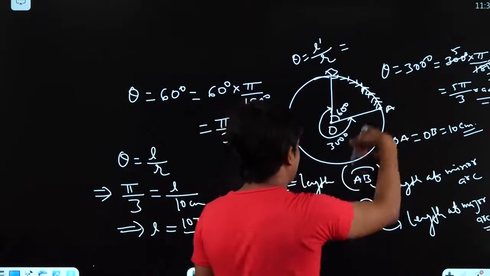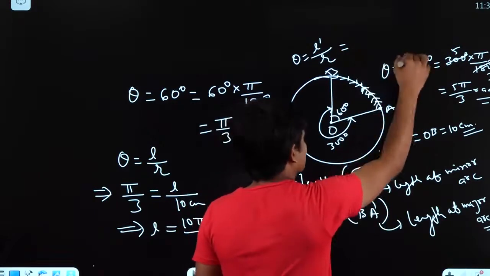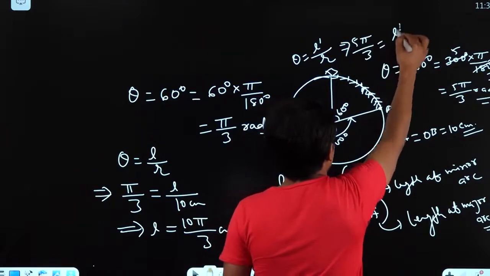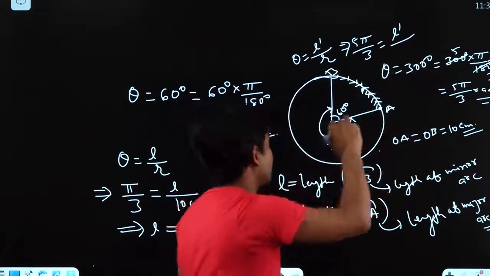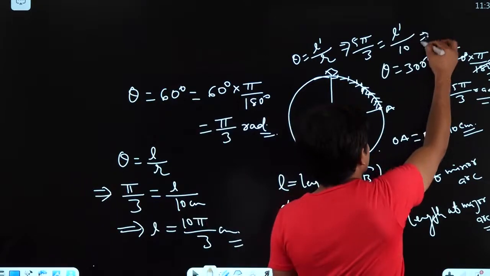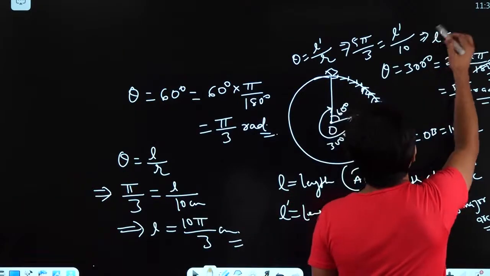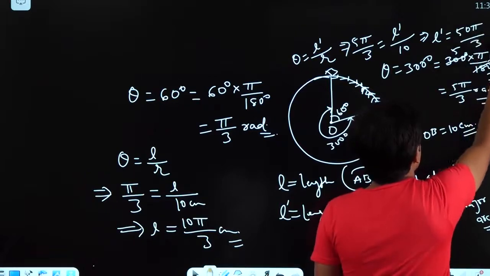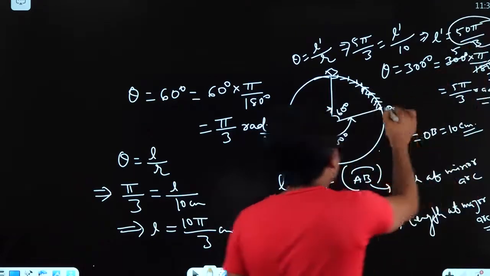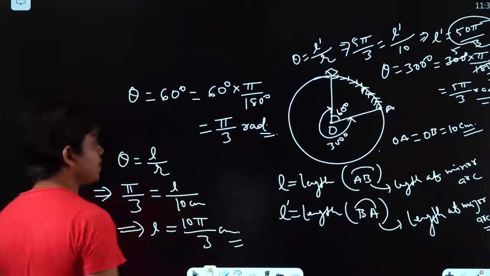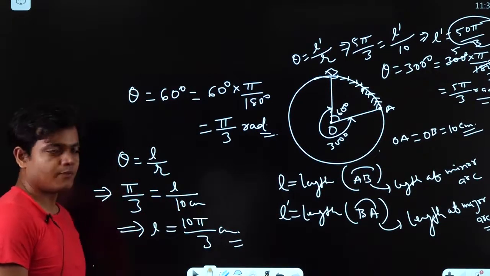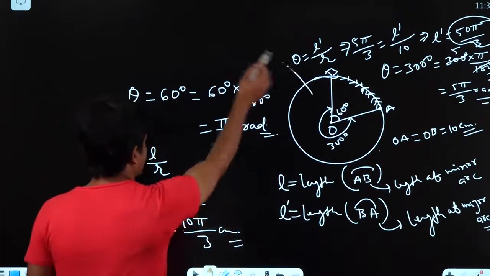So what is our L dash? We have to find that. This will become 5 pi by 3 equals L dash by R. What is our R? R is 10. So it will become L dash equals what? 50 pi by 3. Okay, so the major arc length will be 50 pi by 3, and the minor arc will be 10 pi by 3.